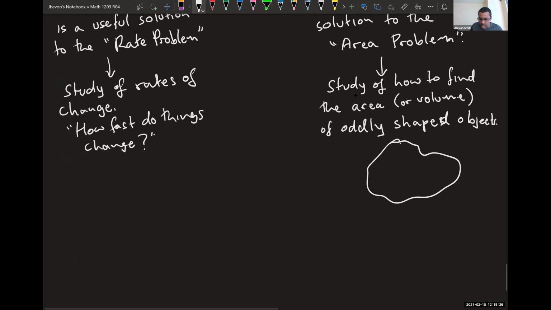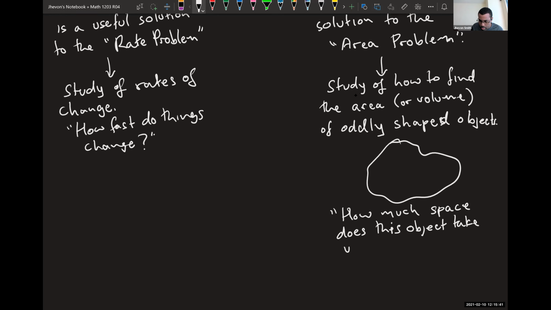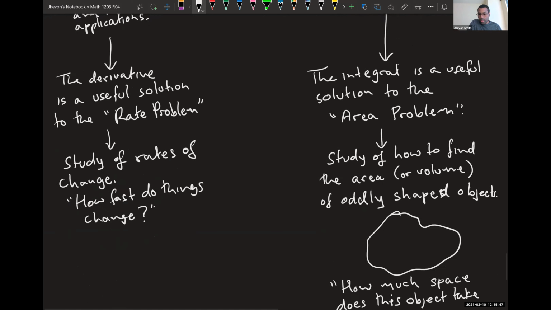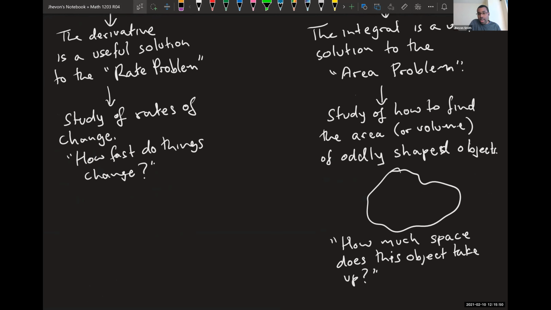How much space does this thing take up? If you want to ask the question, how much space something takes up, that is answered by something called the integral. And it's especially useful if you don't have a geometry formula for the thing you want to measure. How do you go about measuring this? And these two problems are very, very important, literally for the survival of the human race, right? If we couldn't figure out how fast things happen, we'd be dead. If we couldn't figure out how much space something takes up, we'd also be dead.